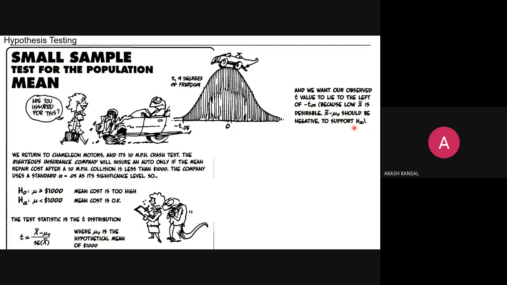So that again depends. That is why we need to clearly state the null hypothesis and the alternative hypothesis, right? X bar low. If x bar is low, then x bar minus mu naught should be negative. This will come out to be negative, and this will support my HA.